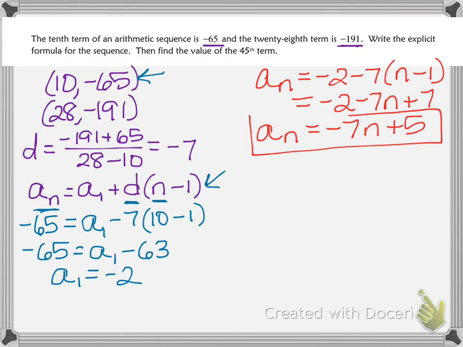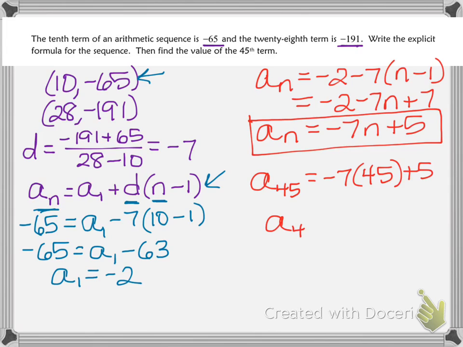So that's our explicit formula, and then it also asks us to find the 45th term. So a sub 45 equals negative 7 times 45 plus 5, and when you simplify that, you get a sub 45 equals negative 310.